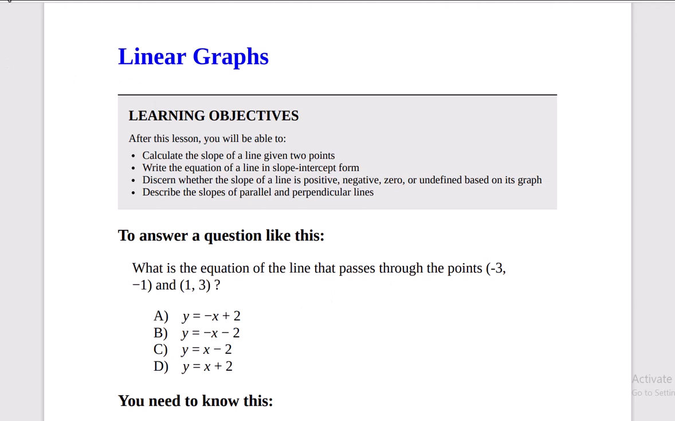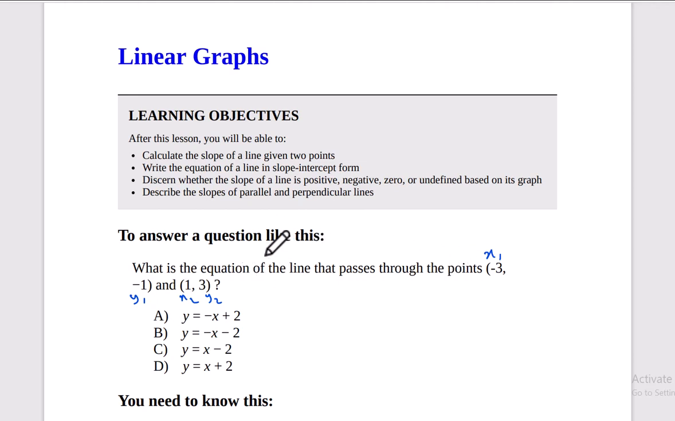Now whenever you have 2 points, as in the case we have here, the first one is x1, the second one is y1, this is x2, and this is y2. So that's the arrangement according to the ordered pair. Now they said, what is the equation of the line that passes through the points? So they want us to write the equation of this line that is passing through these points.